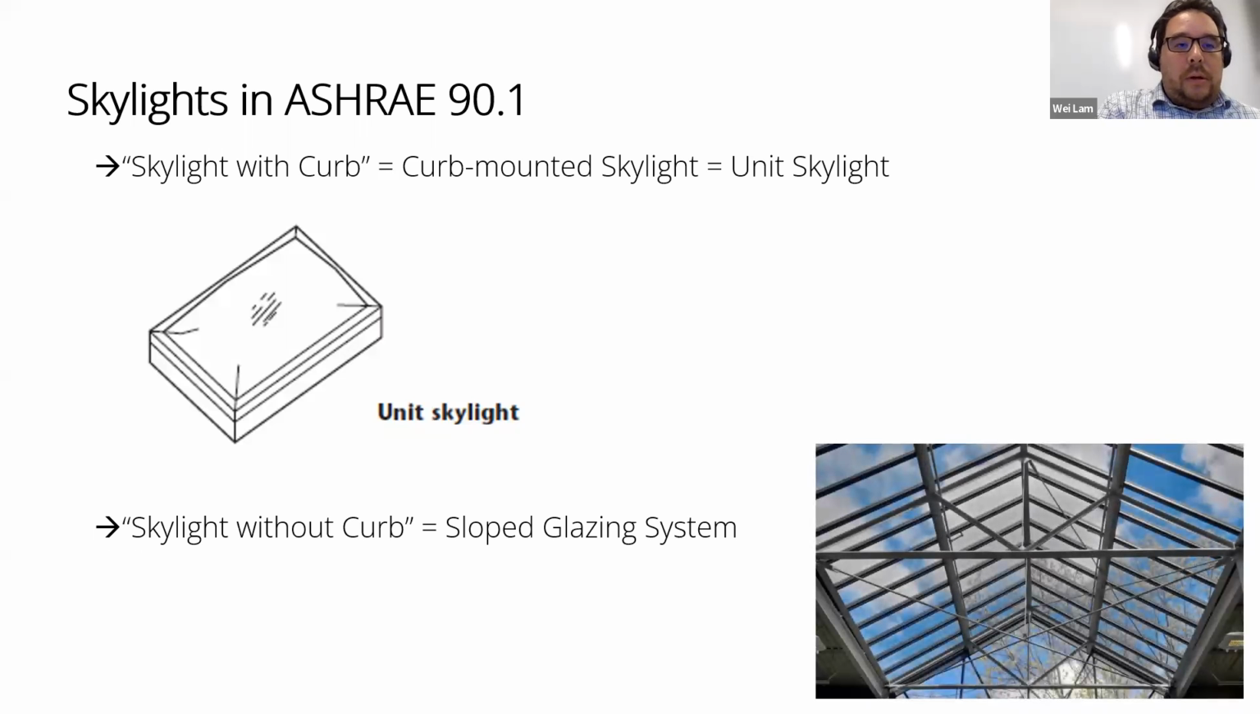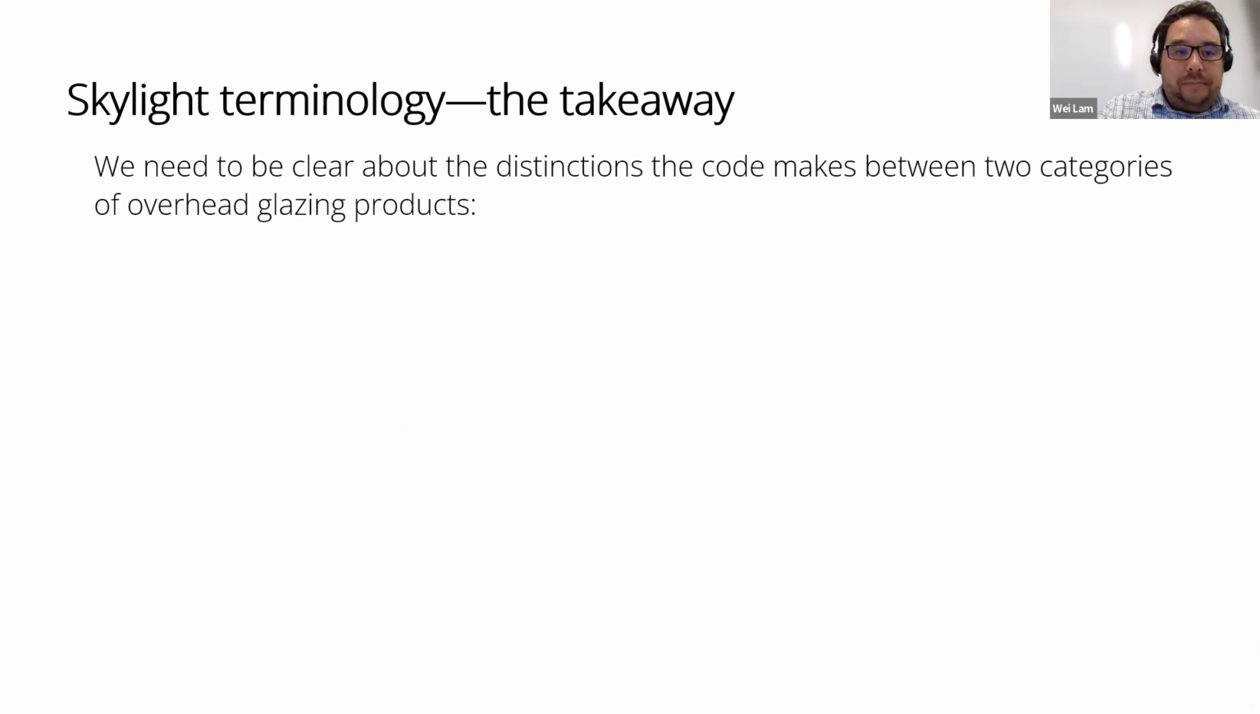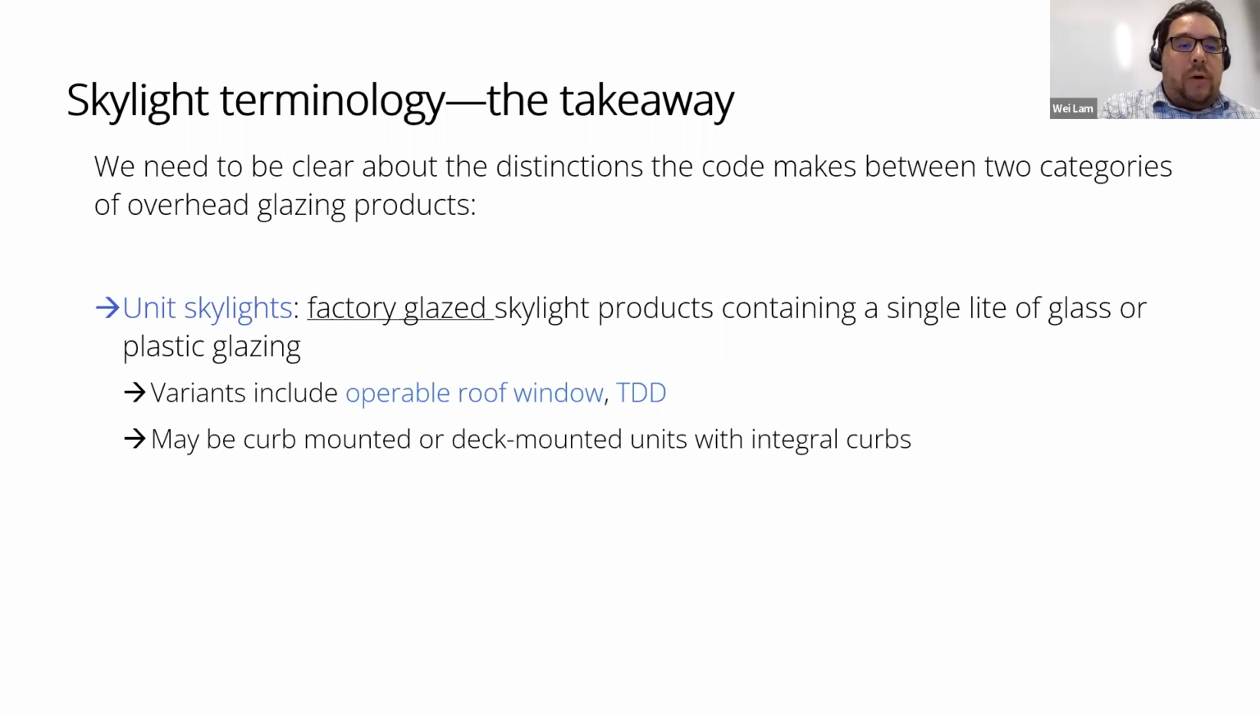So just to summarize then, skylights in ASHRAE 90.1, a skylight is a skylight with a curb, right? It's curb mounted. It's the unit skylight, something like a Velux skylight. That's far different than a skylight without a curb. So in ASHRAE 90.1, the interpretation is that that is a slope glazing system similar to what you see there in the image. So just a quick takeaway here, we need to be clear about the distinctions the code makes between the two categories of overhead glazing products.